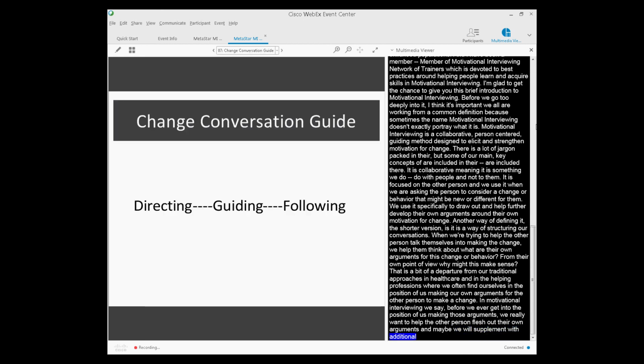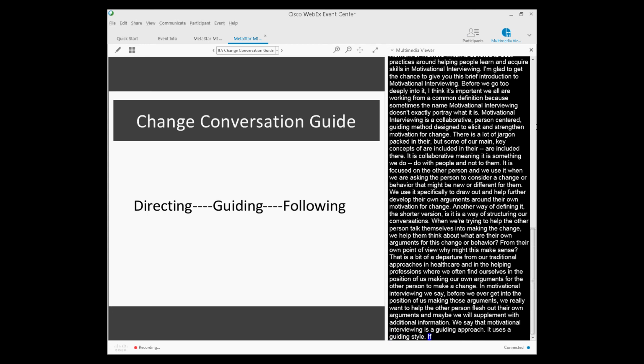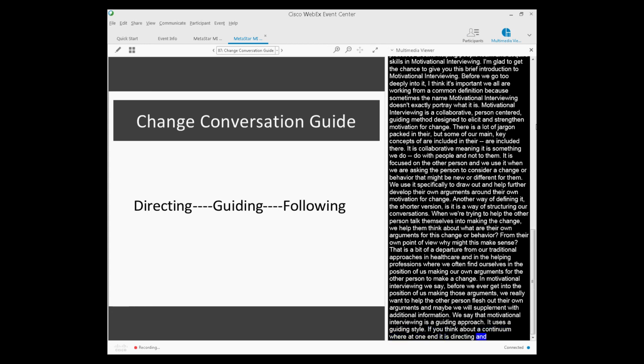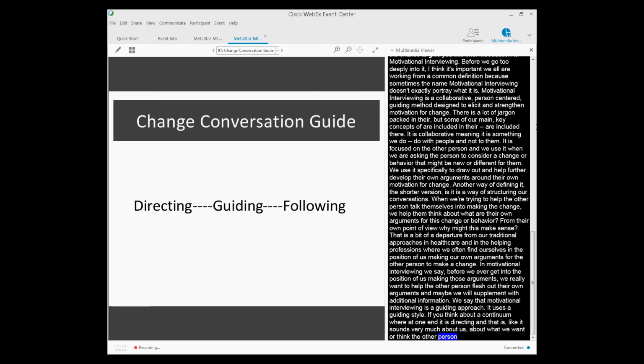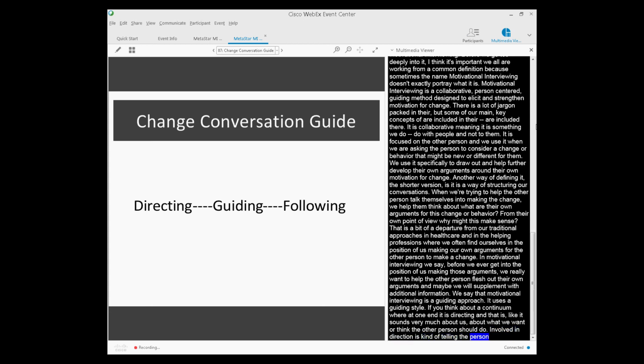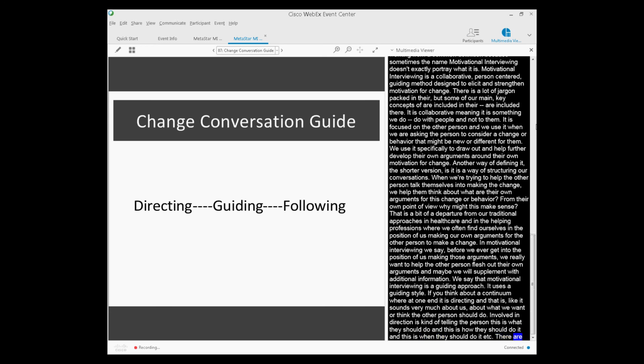So we say that motivational interviewing is a guiding approach. It uses a guiding style. So if you think about a continuum where at one end is directing, and that is, like it sounds, very much about us, very much about what we want or think the other person should do. So involved in direction is a lot of just kind of telling the other person this is what they should do, this is how they should do it, this is when they should do it, etc. And there are certainly approaches or instances in healthcare where a directing approach is very appropriate and very necessary.